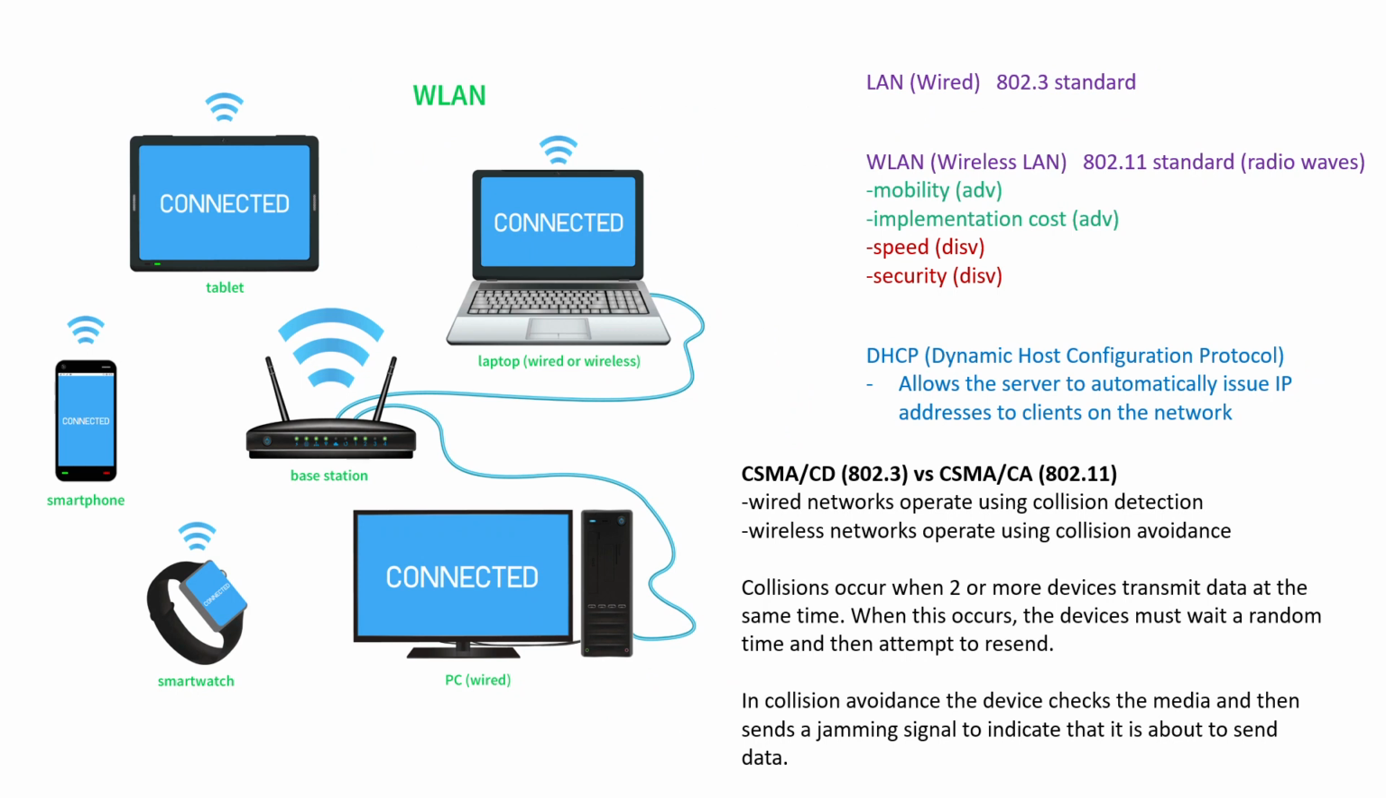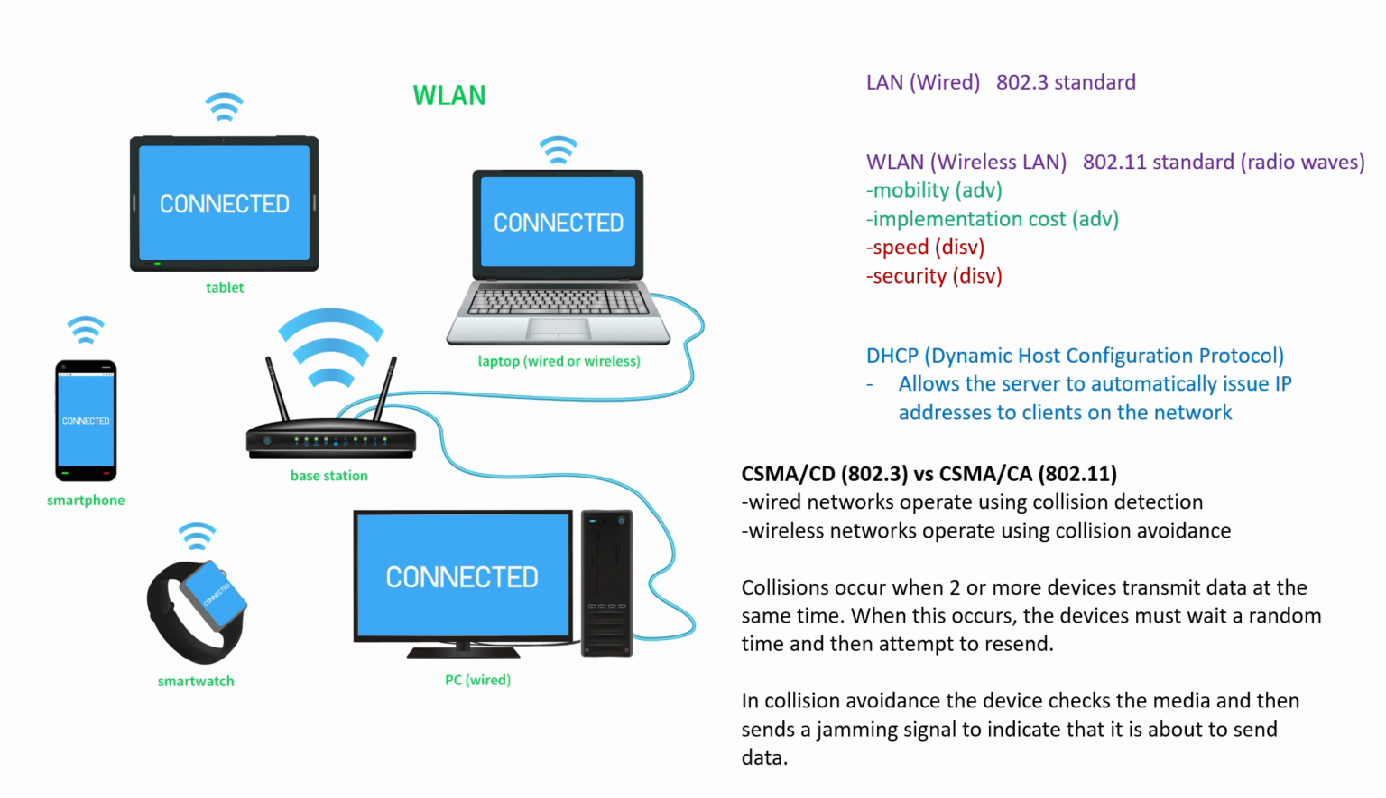First on the list is wireless LANs. And remember, there are two standards. We have the 802.3 standard, which talks about wired LANs. And we have the 802.11 standard, which talks about wireless LANs. Remember, in terms of wireless, we are not using cables to communicate. We are using radio waves. And the advantages, therefore, are one, mobility, in that we are able to move around with the devices and still be connected to the networks.